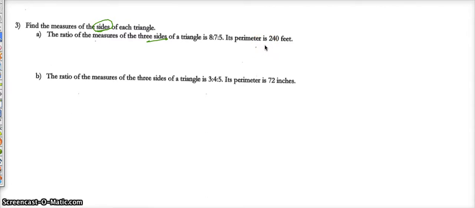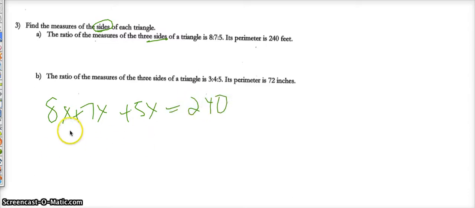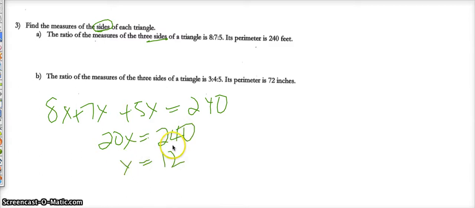So the cool thing is that you're seeing the 8 to 7 to 5, and I hope in your minds you're doing 8x plus 7x plus 5x, and because it's perimeter, it is equal to 240. So 8x plus 7x plus 5x is equal to 240, right? So that's 20x is equal to 240. So x is equal to 12, right? Because 12 times 20 is 240, okay?